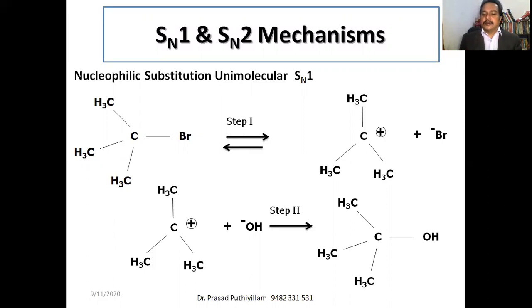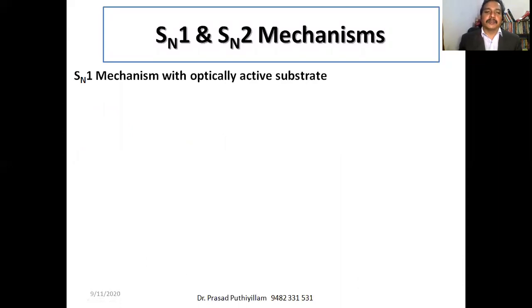Since bromine was on the right side of the screen, when Br goes, a positive charge is formed, and the OH group comes on the same side, so it is the same configuration. It's not inverted, that is my mistake. It is almost the same configuration we are getting here.